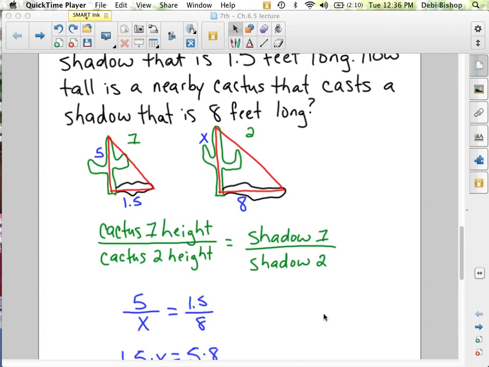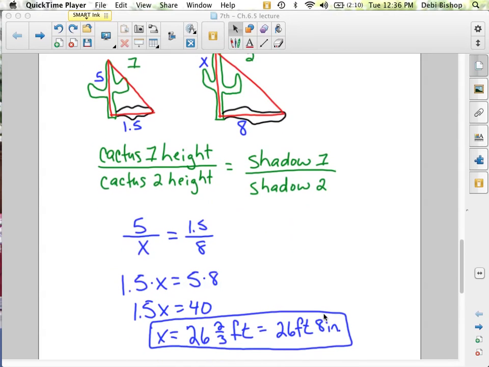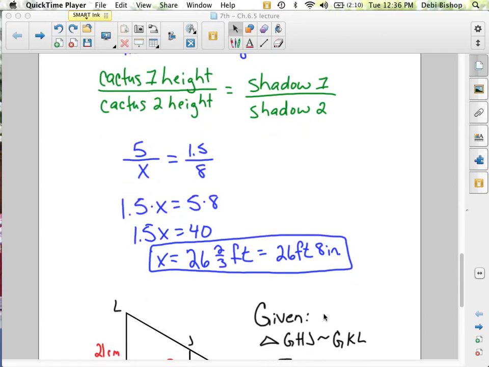And then I solve again for X. I cross multiply, so 1.5 times X equals 5 times 8. 1.5x equals 40. I divide it out, and I change it into a fraction because I am working with feet and measurement. So I find it's 26 2/3 feet. Well, 2/3 of a foot is 8 inches. So I found out that my cactus is about 26 feet 8 inches tall.